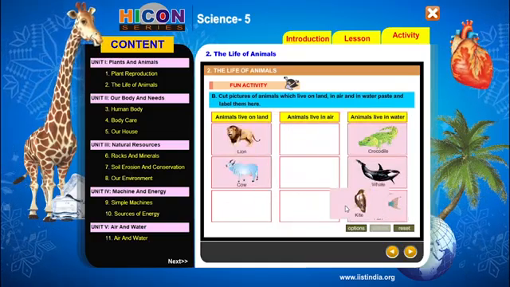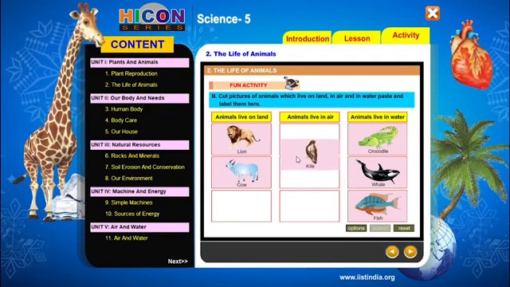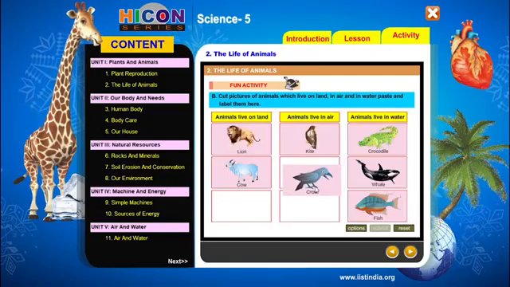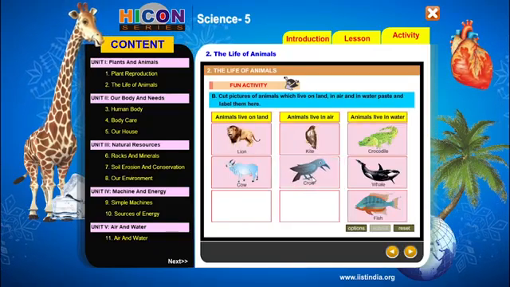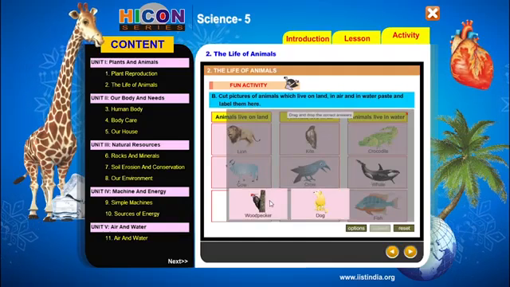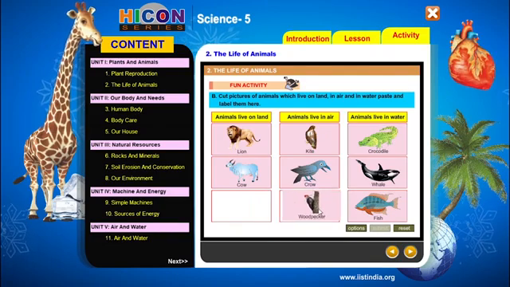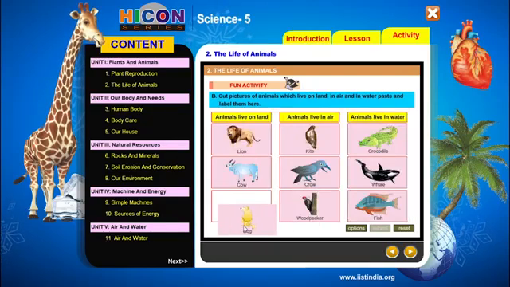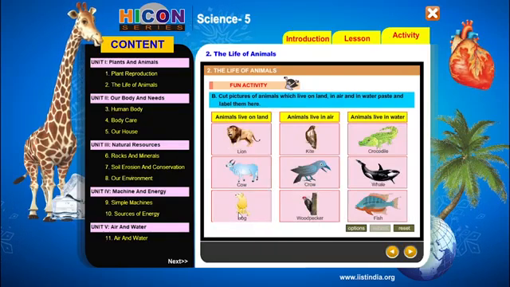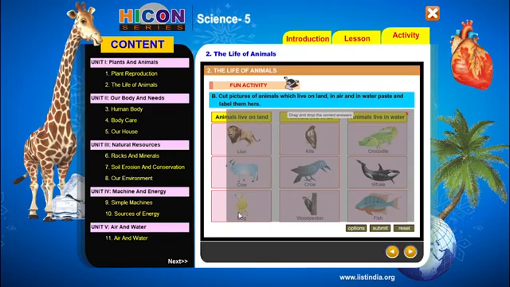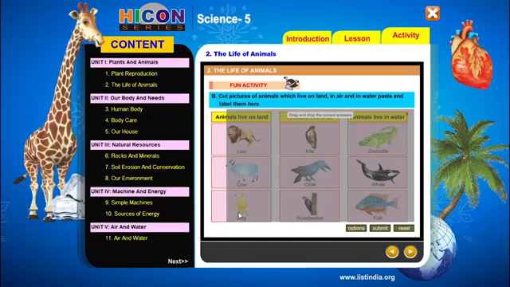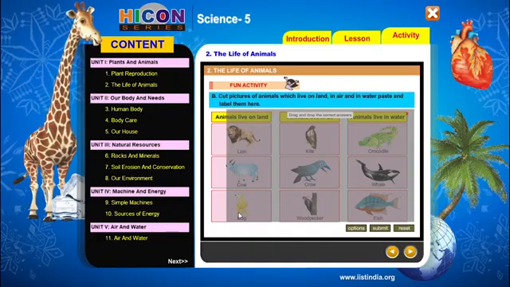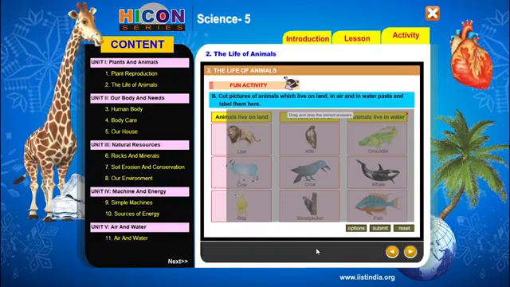Now kite. Kite is a bird which lives in air. So paste this picture here. Next, crow. Crow is also a bird which lives in air. Next, woodpecker. Woodpecker is a bird which lives in air. Next, dog. Dog is also an animal which lives on land. So children, these are some animals which live on land, water and in air. You can also collect some more pictures and paste them here. Practice this activity at your home.